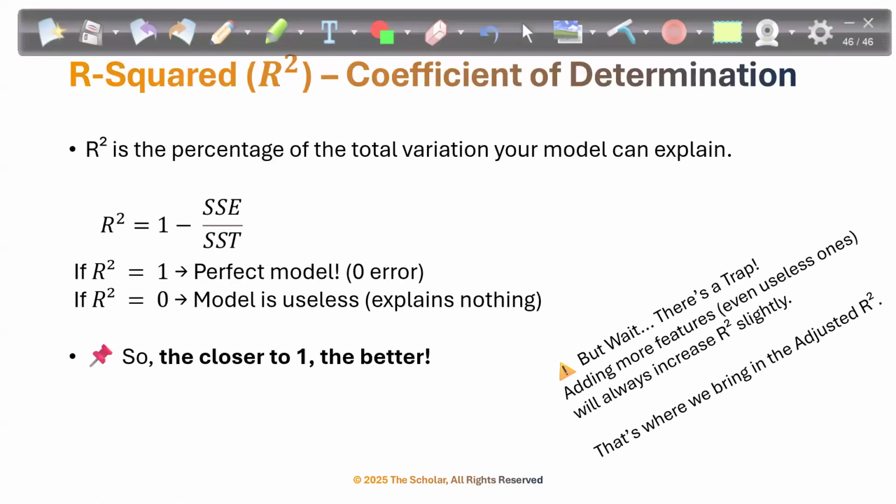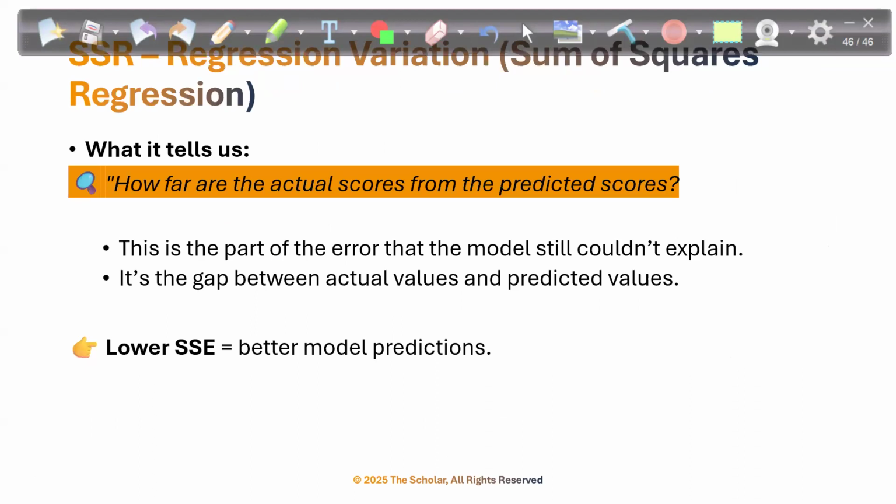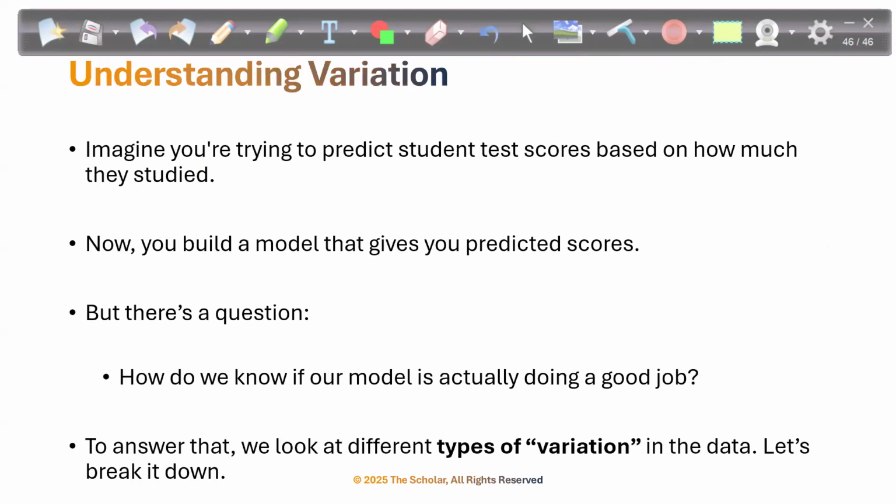Here you can see, right? We already discussed all these things. One is the perfect model, zero is the bad model, right? All those things we have discussed. Let me come to this part again. Let's read it from here. Understanding variations. Imagine you are trying to predict student test score based on how much they studied. Now you build a model that gives you a predicted score, but there is a question. How do we know if our model is actually doing a good job? To answer that, we look at the different types of variation in the data.